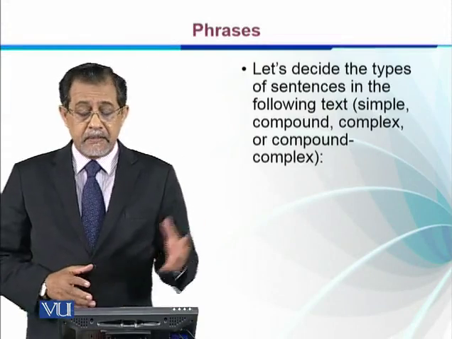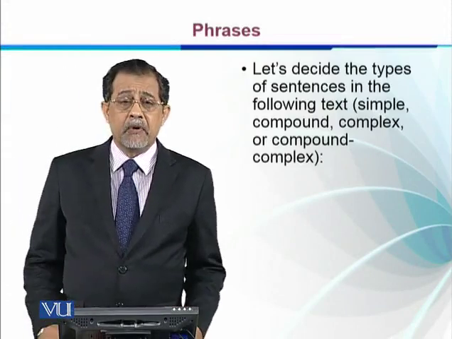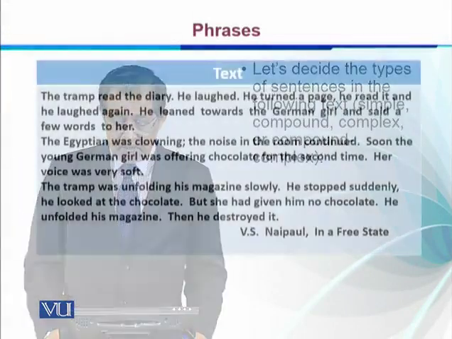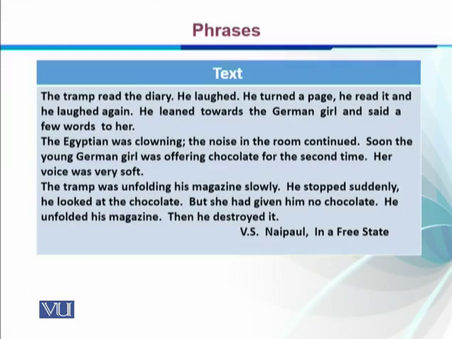So let's recite the types of sentences in the following text. The tramp read the diary. He laughed. He returned a page. He read it and he laughed again. He leaned towards the German girl and said a few words to her.